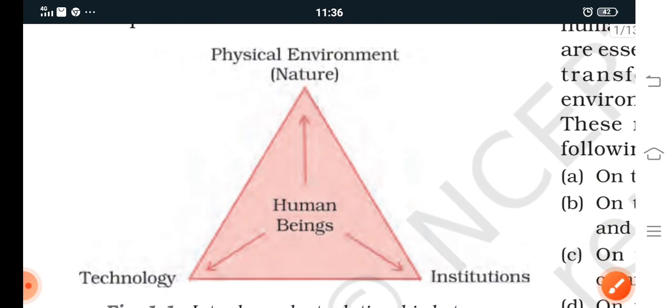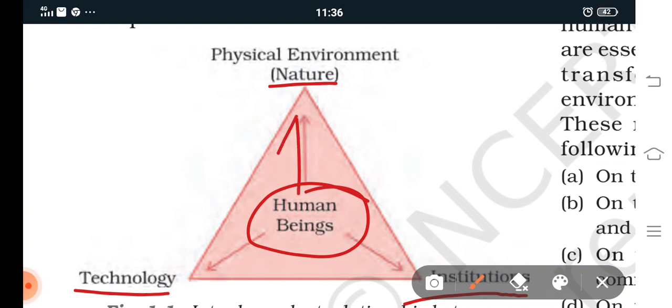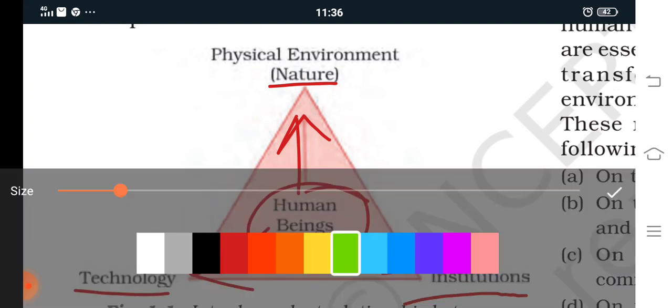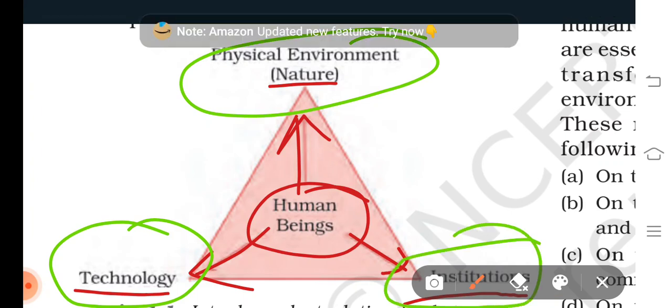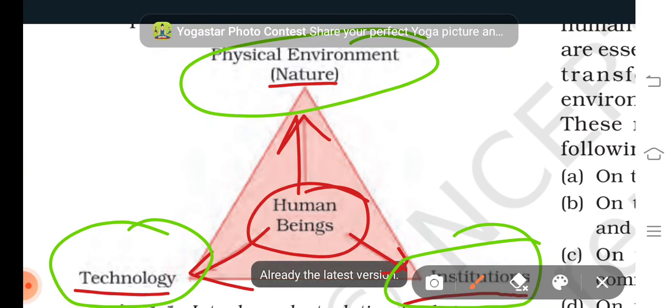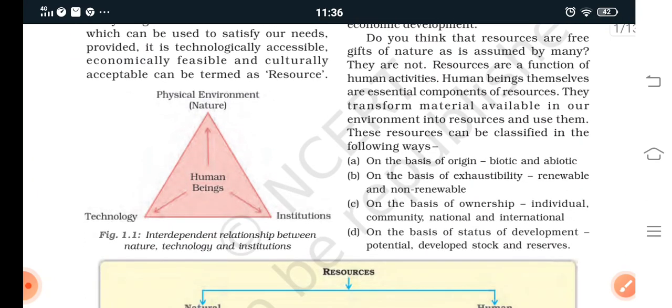Okay, then see, over here it is given that the physical environment, that is the nature, the technology, the institutions and human beings, all are interconnected. Now let's see how they are interconnected. Human beings interact with the nature through technology, and they create institutions to accelerate the economic development. So in this manner they are interconnected.